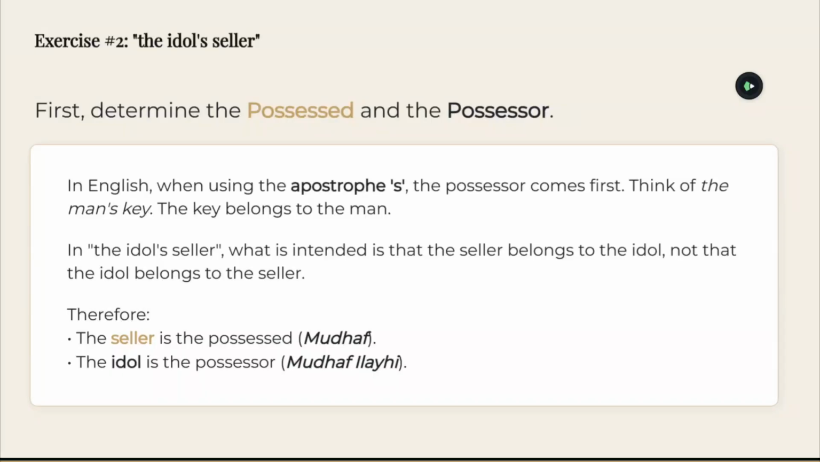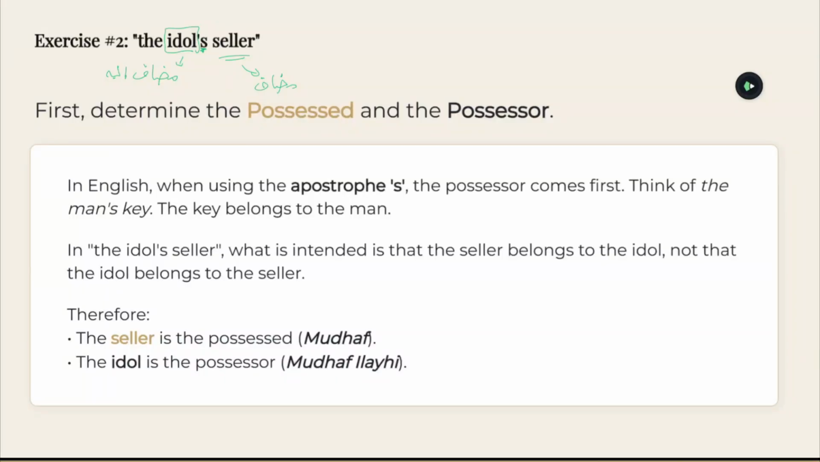This is a bit interesting, and I wouldn't be surprised if there were a few mistakes over here. The idol's seller. The issue over here is the first thing you have to determine is what's the mudaf and what's the mudaf ilayh. If you can't determine that, you will make a mistake. I told you when you're using an apostrophe s in English, the possessor comes first, meaning the mudaf ilayh comes first, and the mudaf comes second. Using an apostrophe s, you have to remember this. Okay, when you say the man's key, the key belongs to the man.